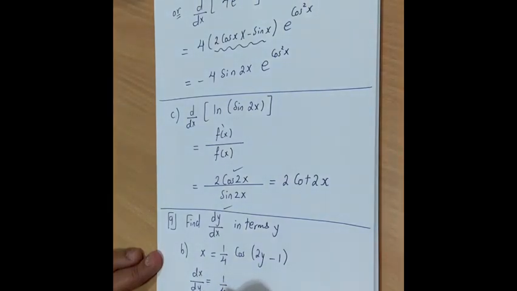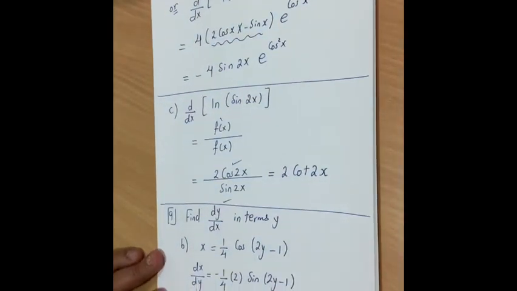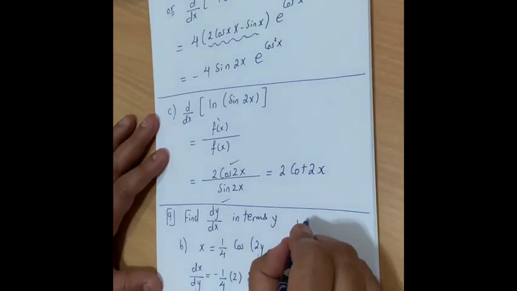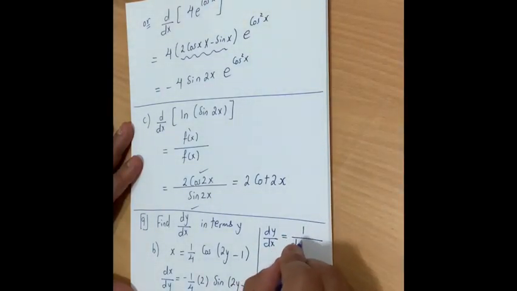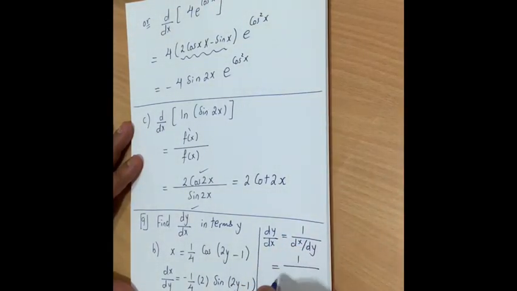So keep the quarter as it is. The derivative of 2y minus 1 is 2, and the derivative of cosine is negative sine of the same expression. Negative quarter times 2 is equal to negative half sine of 2y minus 1. Now this is dx by dy. If you want to find dy by dx, you just flip that. So it's 1 over dx by dy, which is 1 divided by negative half sine of 2y minus 1. 1 divided by negative half is equal to negative 2, and the reciprocal of sine is cosec of 2y minus 1.